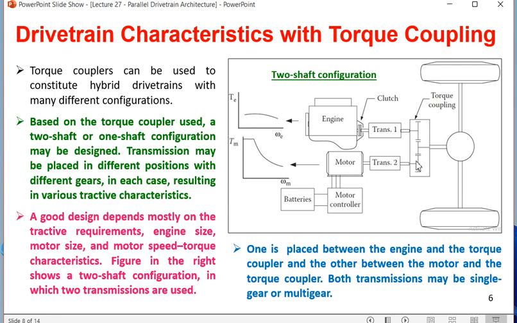But if requirement be, the motor transmission can also be connected with some kind of manual or automatic clutch. So the last line is important. Both transmissions may be single gear or multi-gear. So in this case, the same diagram is there.